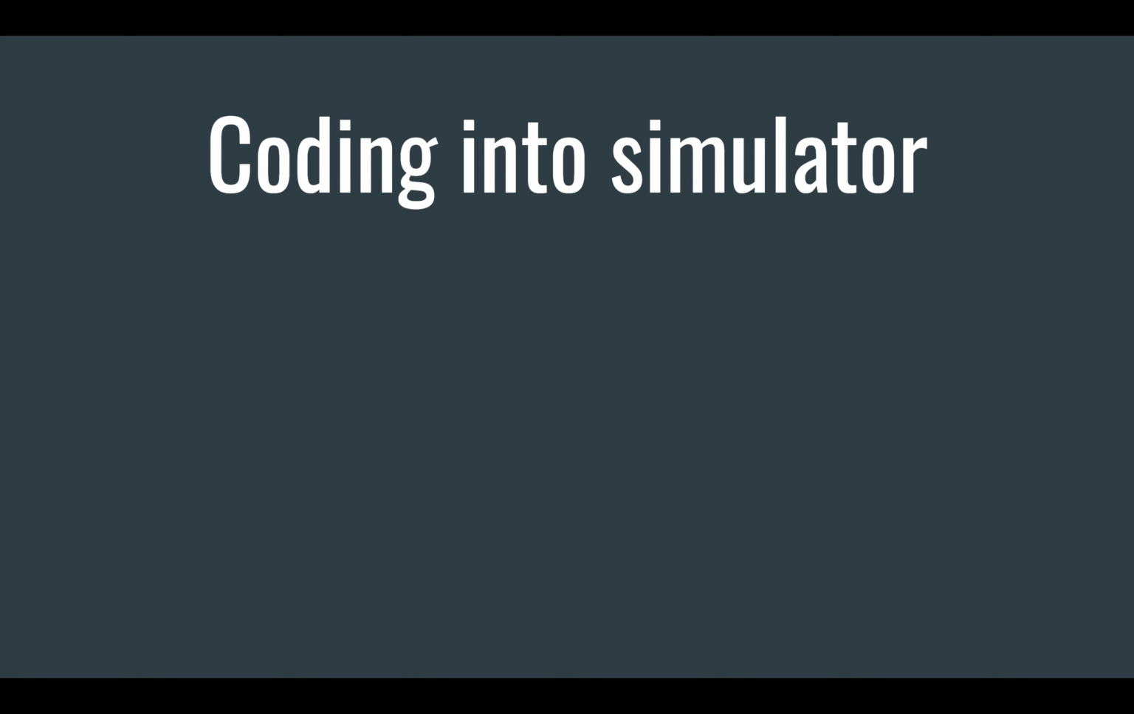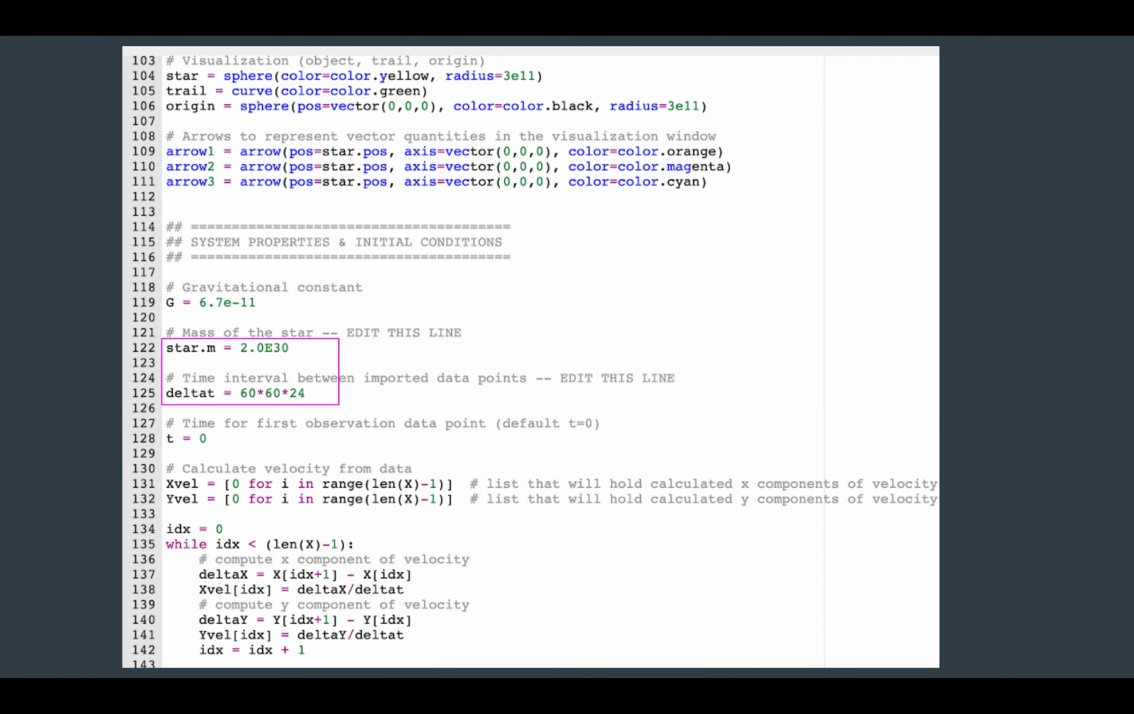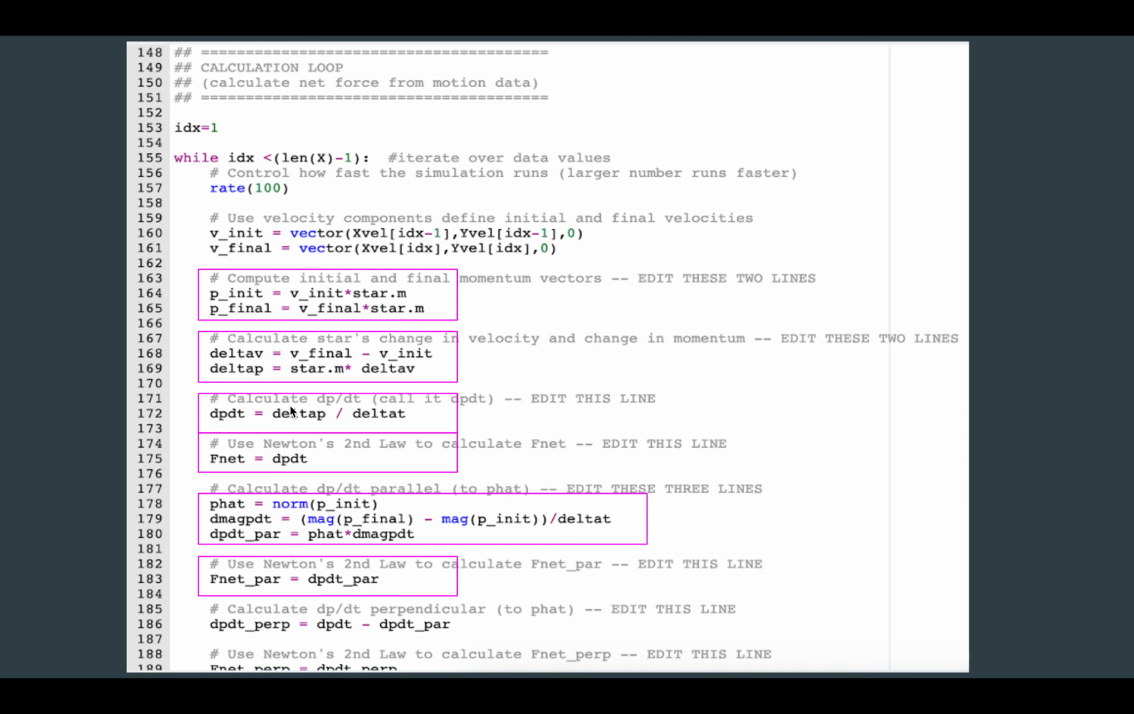So this is some of the coding that goes into the simulator. I can't talk about all of it because I won't have enough time, so I'll go over the most important parts. Here is the mass of the star in kilograms. This is the time interval. Each time interval is supposed to be worth 1 day, so this is 1 day in terms of seconds. Here are the initial and the final velocities, defined by momentum is equal to mass times velocity. So we use the mass of the star times the initial and final velocities to get the initial and final momentums.